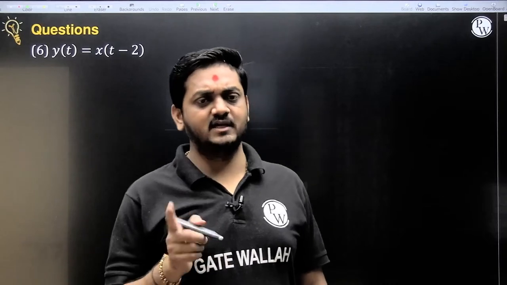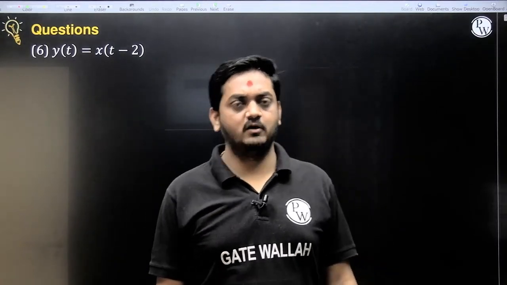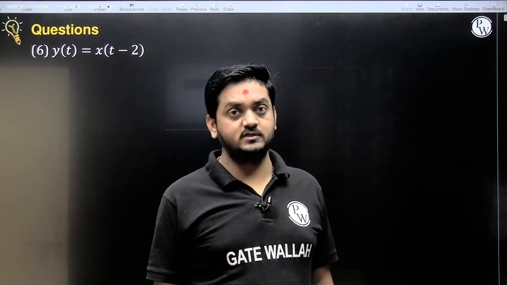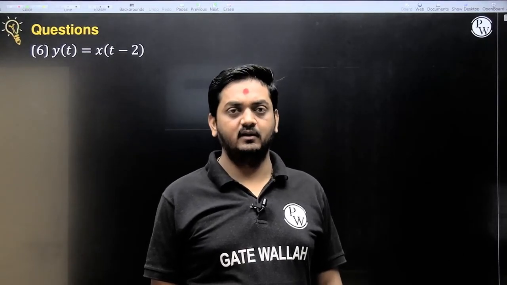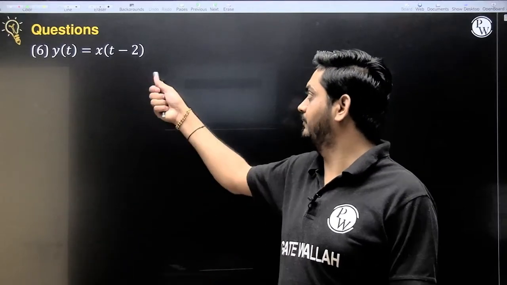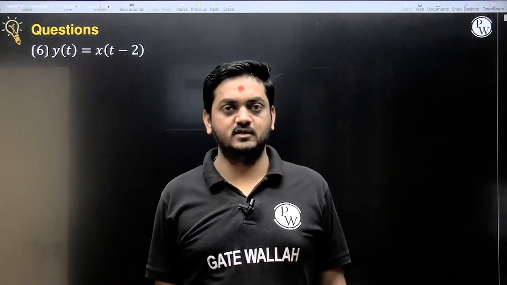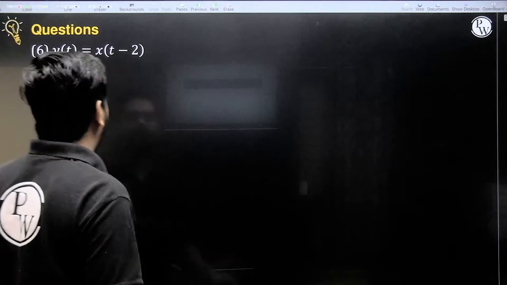We can say each and every static system is always causal, but vice versa may or may not be true. A causal system may or may not be static. It can be dynamic also. Say for example, this one. This is a causal system, but it's dynamic because the present output depends on past input.